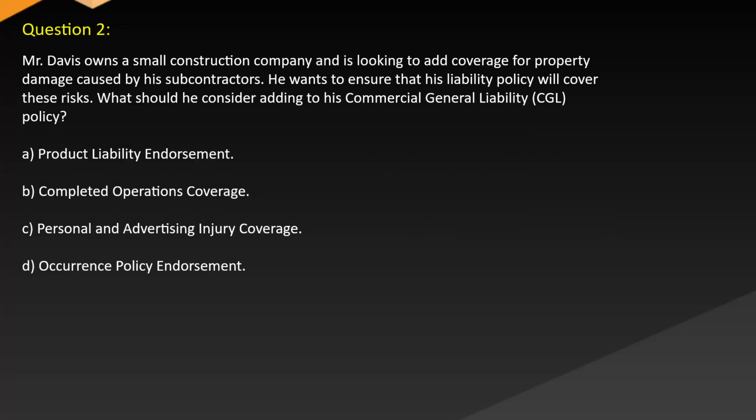Question 2. Mr. Davis owns a small construction company and is looking to add coverage for property damage caused by his subcontractors. He wants to ensure that his liability policy will cover these risks. What should he consider adding to his commercial general liability CGL policy? A. Product liability endorsement. B. Completed operations coverage. C. Personal and advertising injury coverage. D. Occurrence policy endorsement.